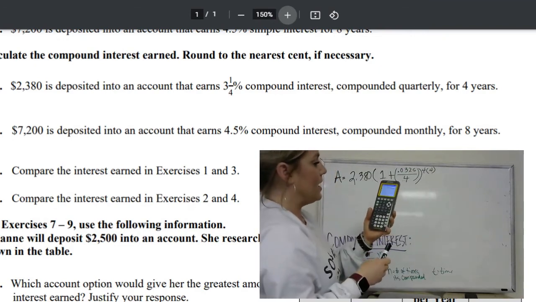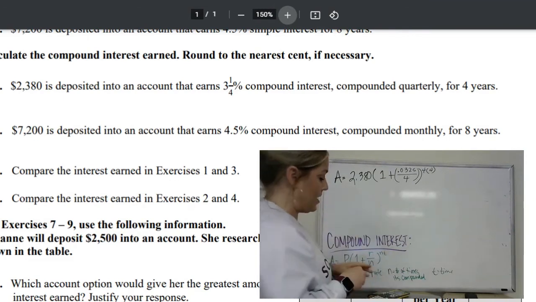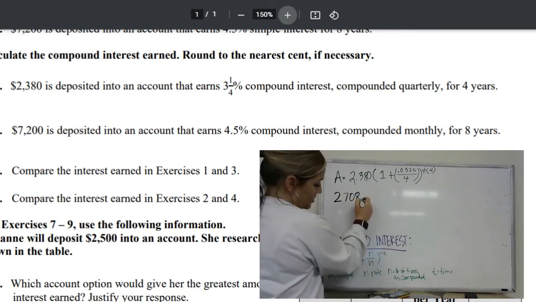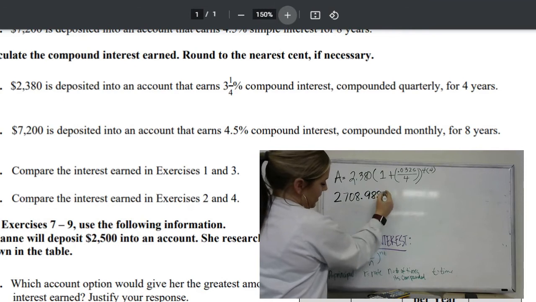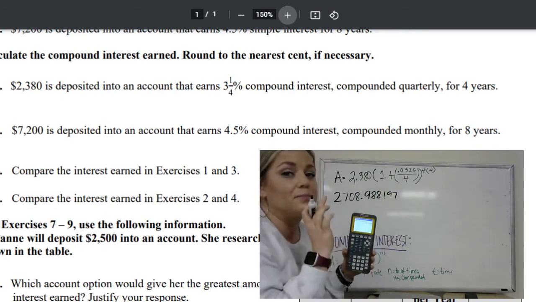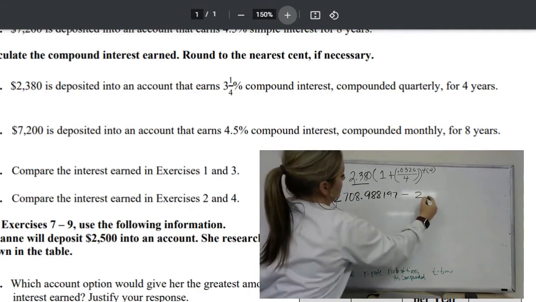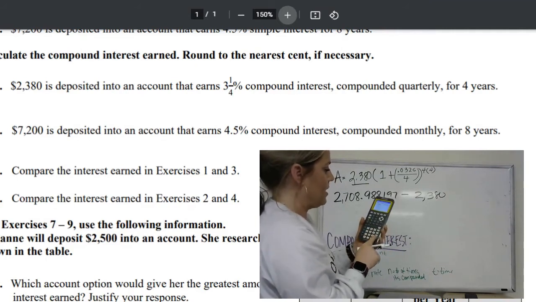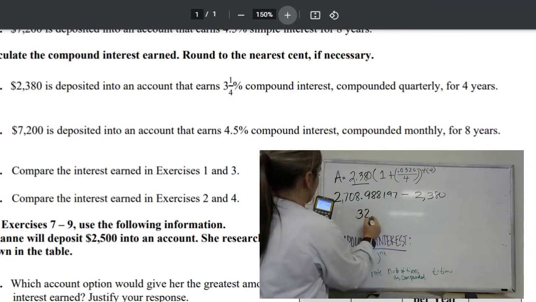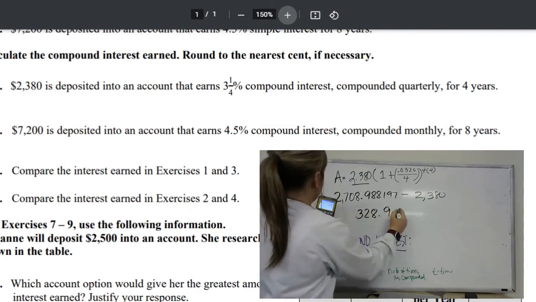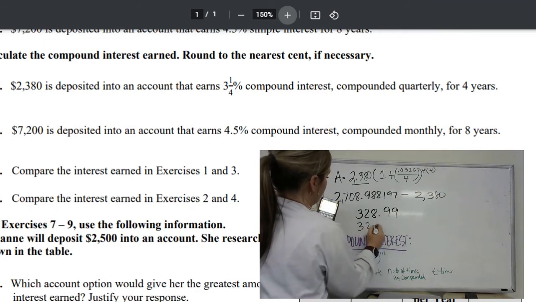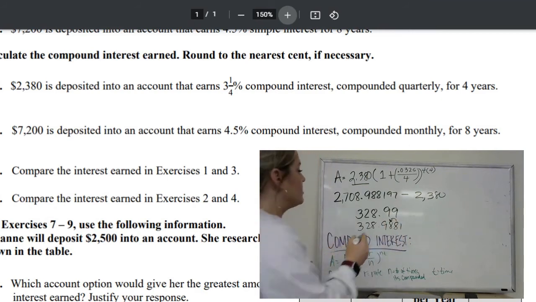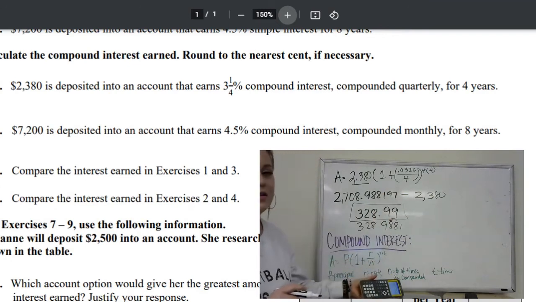And I'm going to click enter, and I get $2,708.988197. This is not the answer, though, because they want to know the interest. I'm going to subtract that from my principal, 2,380. Okay, so I'm just going to take that answer minus 2,380, and I get $328.99. It really got 328.9881. That bounces that up to a 9. So this is the answer.